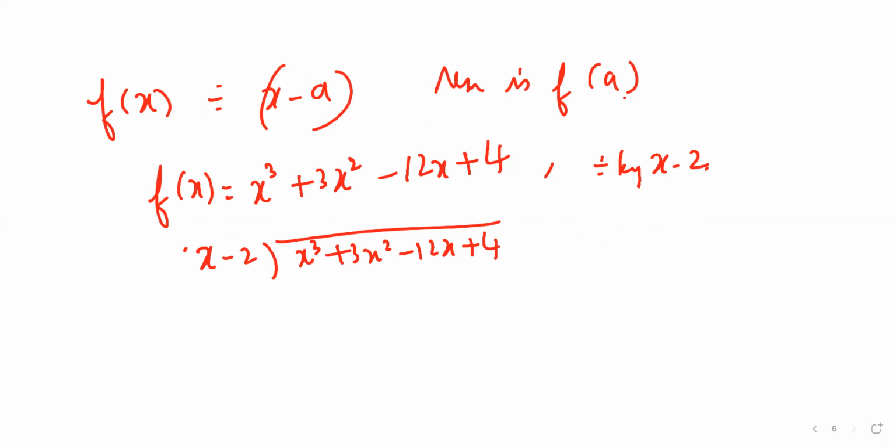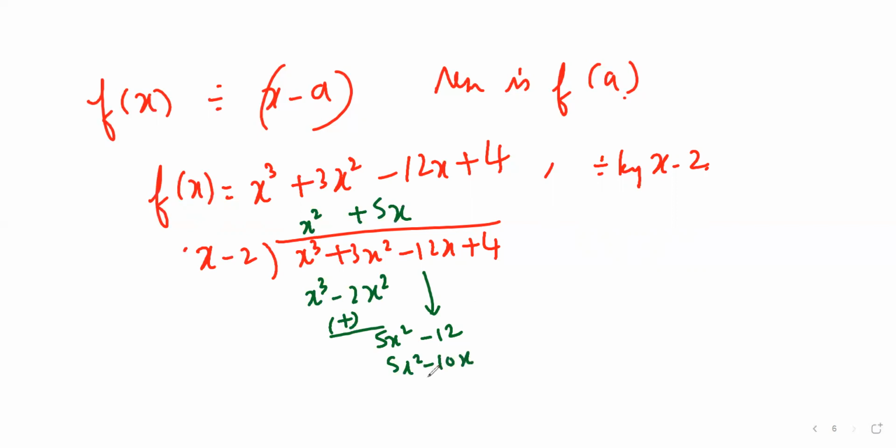So what will I get here? X into x square is x cube, minus 2x square. You change the sign. 5x square, and bring this down, minus 12x. So x square then plus 5x, isn't it? So it gives you 5x square minus 10x, and then you again change the signs. So you get minus 2x and you bring down plus 4. X minus 2 is minus 2x plus 4, and then the remainder is 0. So the remainder is 0.